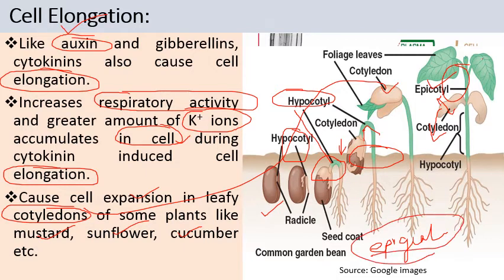While in some plants the seed remains under the soil surface, and that type of germination is known as hypogeal germination. So there are 2 types of germination. One is epigeal, where the cotyledon comes out of the soil surface. And the second, when it remains under the soil surface, is known as hypogeal germination.